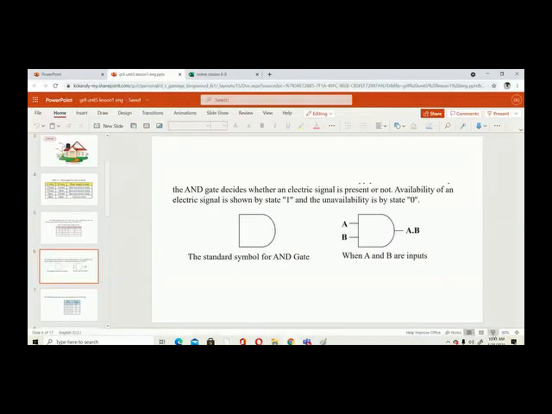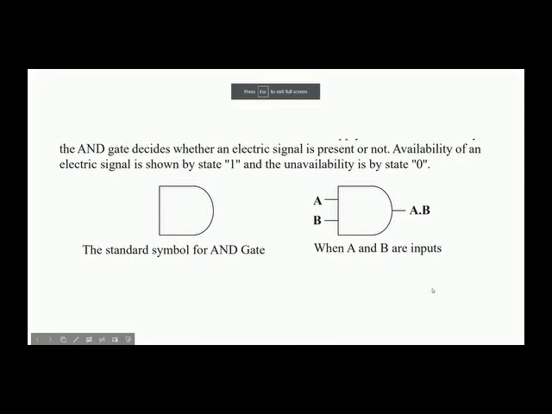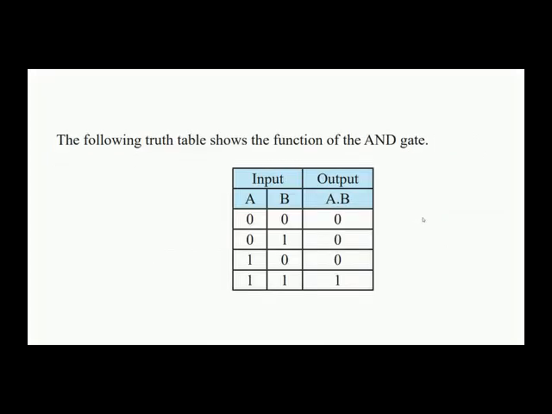So I hope you understood. Now when we do some examples, you will understand. When A and B are the inputs, we denote the output by A dot B. A dot B is the output. Now this is the truth table. We draw a table like this, and we call it a truth table.